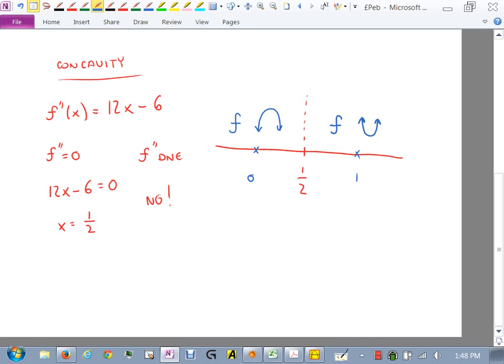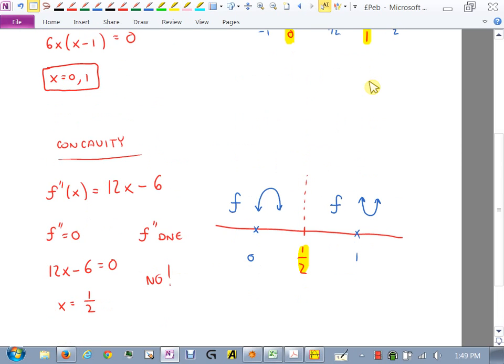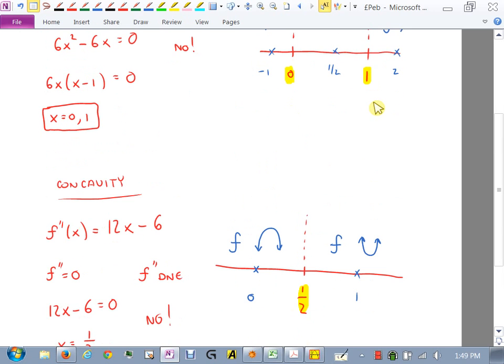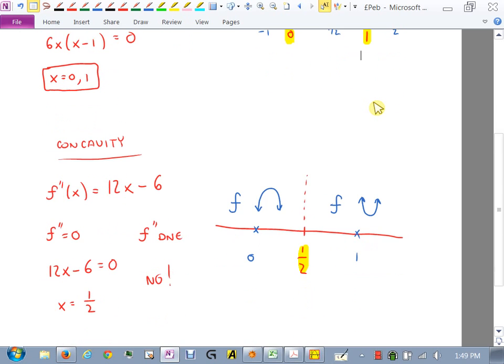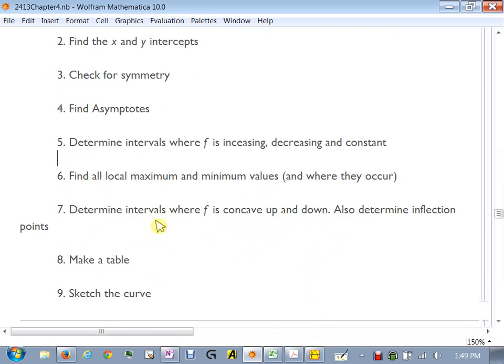By the way, I didn't check the 1/2, the 0, and the 1 in the original function, because in the beginning, remember we said the domain was everything? So I'm not worried about any of these causing problems for our function. But if the function were different, I would have addressed that. Okay, we good? Let me go back to this. Find local maximum values where they occur. Determine intervals with concave up and inflection points.